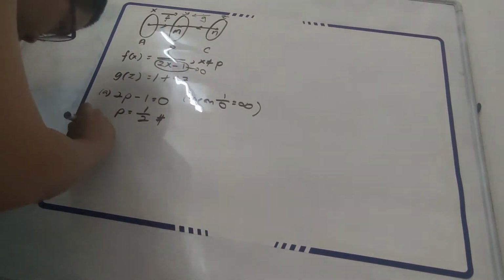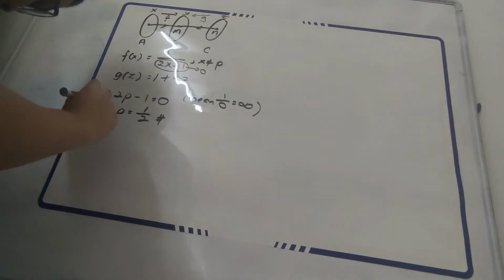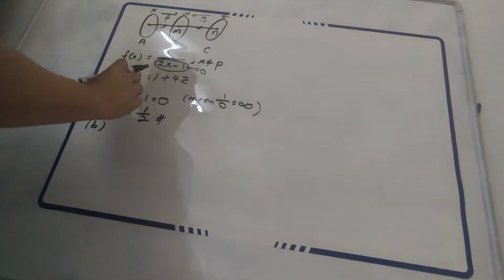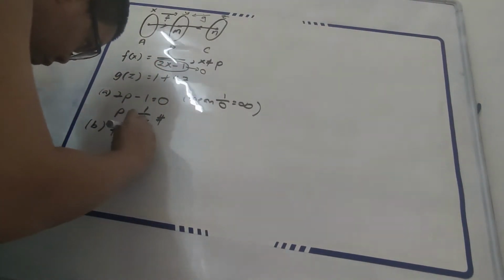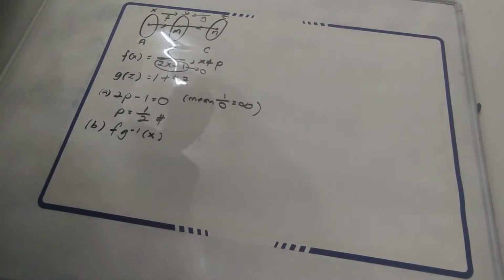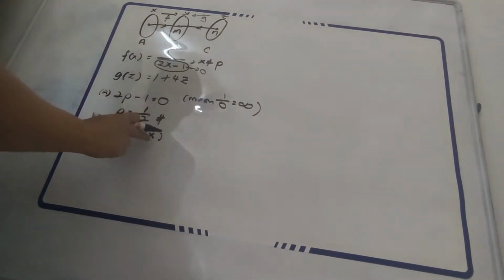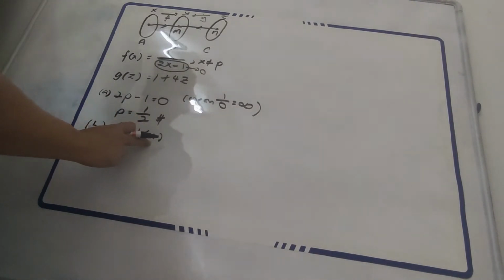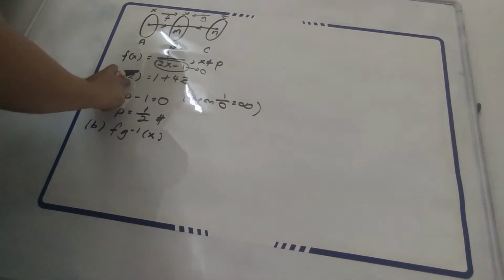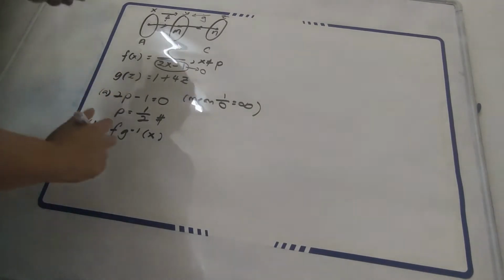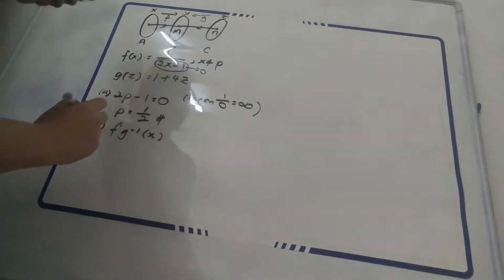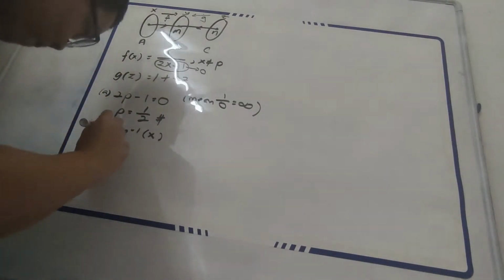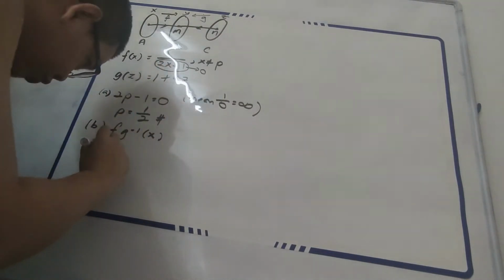Second part B, you need to find the answer for 2 questions, the mix of the composite and inverse function. The first one is f g minus 1 of x. Of course, when you're talking about x, it means that the variable x should be replaced by g. Should replace the z inside the function g. So before that, just find out what is the inverse function of g first.